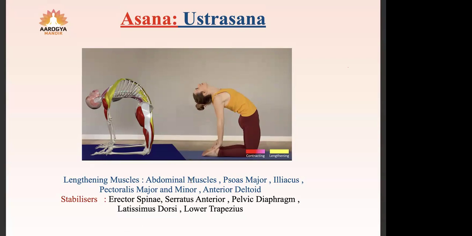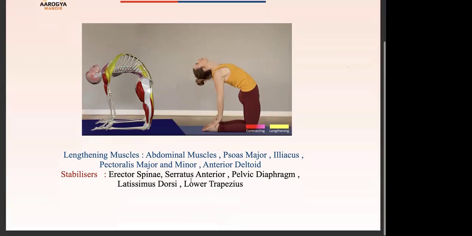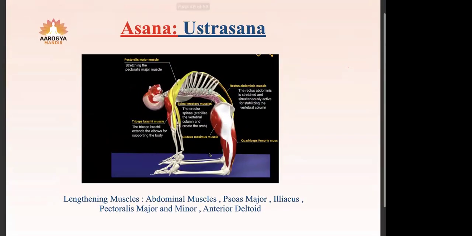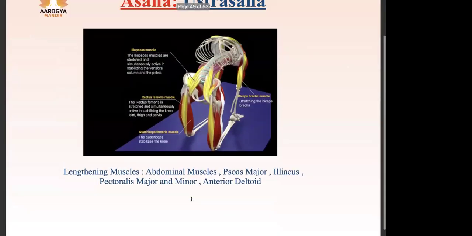So what are the muscles getting stretched in Ustrasana? Let's have a view. The muscles getting stretched are the pectoralis muscles. You find the triceps brachii muscles getting stretched, right? You find the rectus abdominis muscles getting stretched. Apart from that, the anterior deltoid is also getting stretched. Pectoralis major and minor. What are the muscles getting contracted?